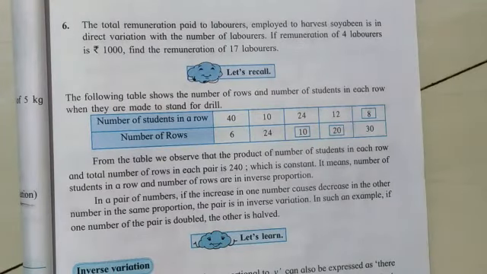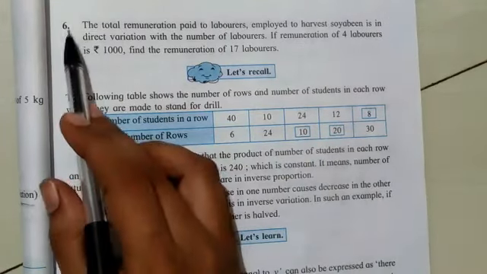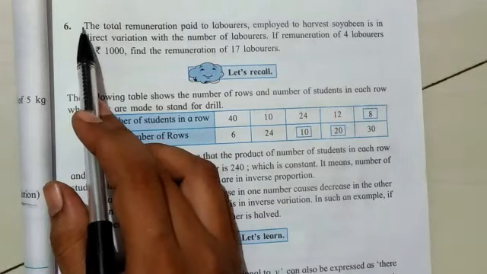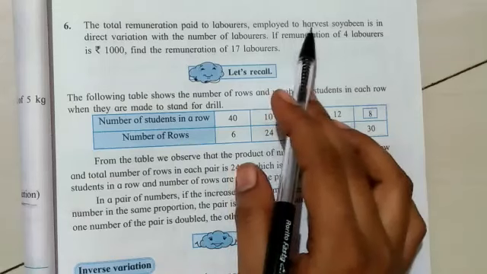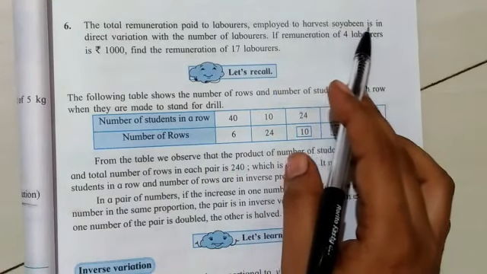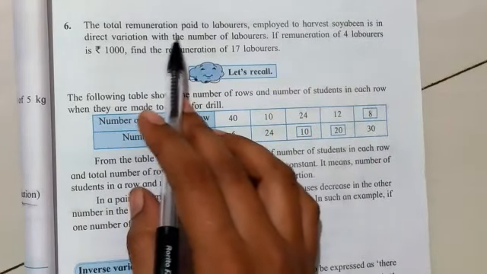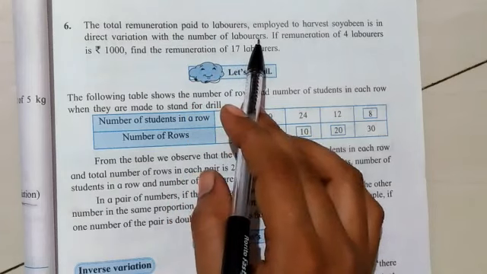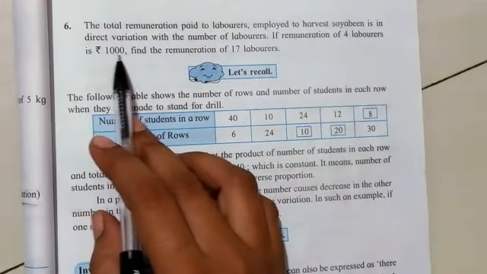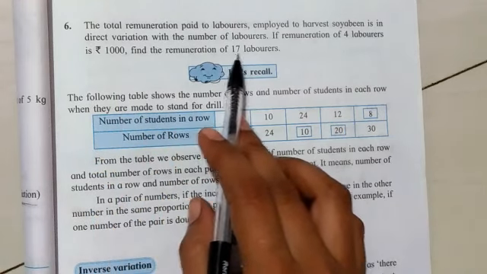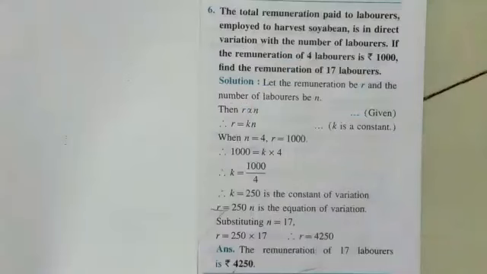In the same way, on page number 37, the sixth question from 7.1 is given. The total remuneration paid to the laborers employed to harvest soybean is in direct variation with the number of laborers. If the remuneration of 4 laborers is rupees 1000, find the remuneration of 17 laborers.